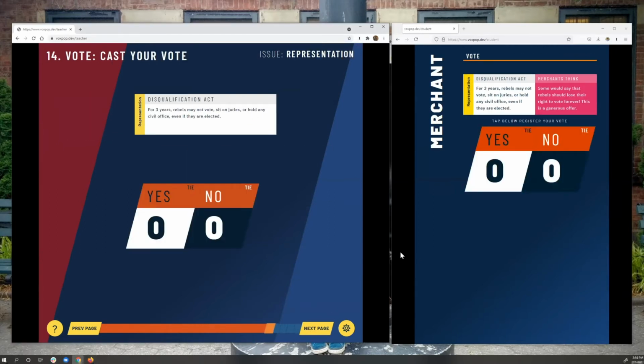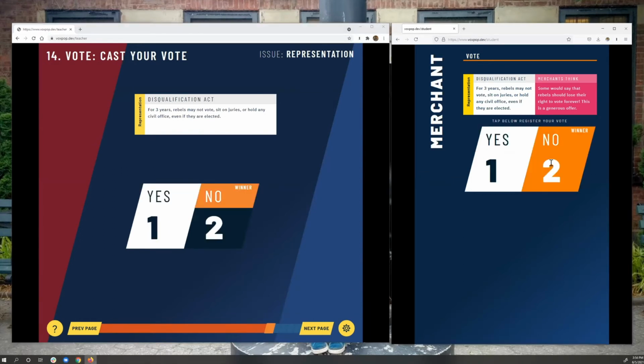Great. So representation, the Disqualification Act. This is pretty tricky. Should people who participated in the Shays Rebellion have their right to vote temporarily suspended?